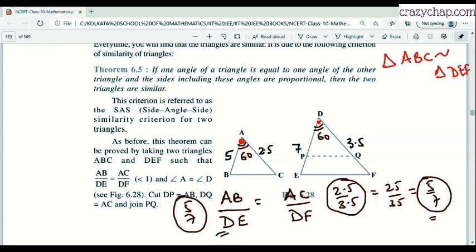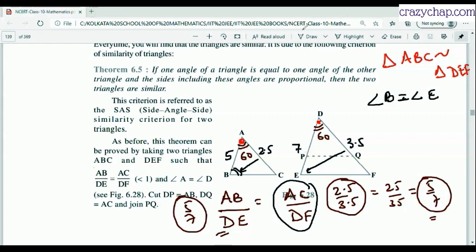Now, after they are similar, the properties are equally important. After the two triangles are similar, what can you say about angle B? We compared side AC with DF. So AC's opposite angle is B and DF's opposite angle is angle E. So we can say angle B and angle E are equal.